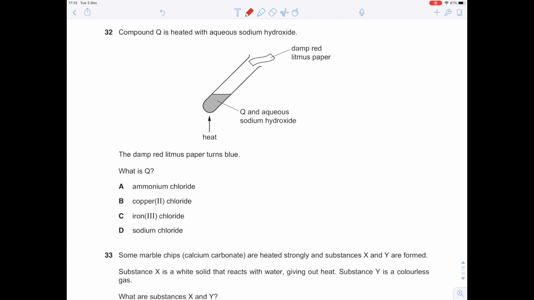Compound Q is heated with aqueous sodium hydroxide. The damp red litmus paper turns blue, so what is Q? Well, if it's turning blue, it must be an alkali substance, which means it is ammonium chloride A. Notice that everything else is a metal chloride, so really if you were looking for the odd one out, you'd know it was A anyway.